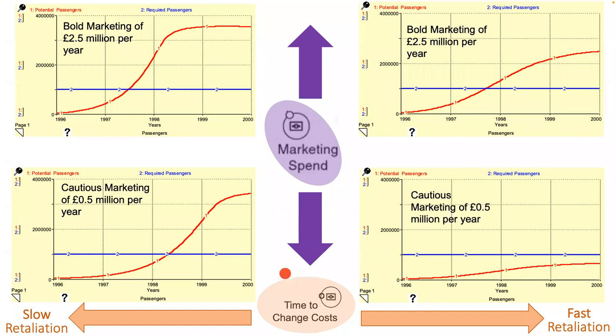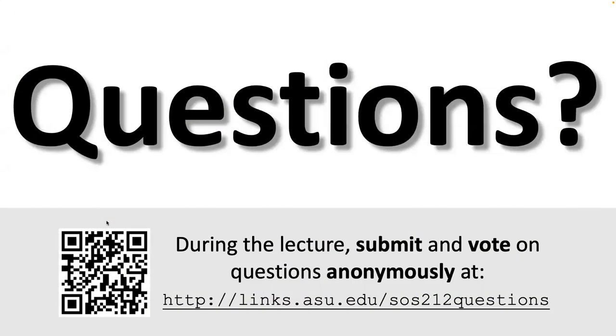So this is a great example. A single model with two sliders sets up four qualitatively different scenarios that we can then make conclusions about: we need to make sure that we market fast enough, but maybe we don't need to market super fast, and so on and so forth. This would be a great comparison to have in your final project.